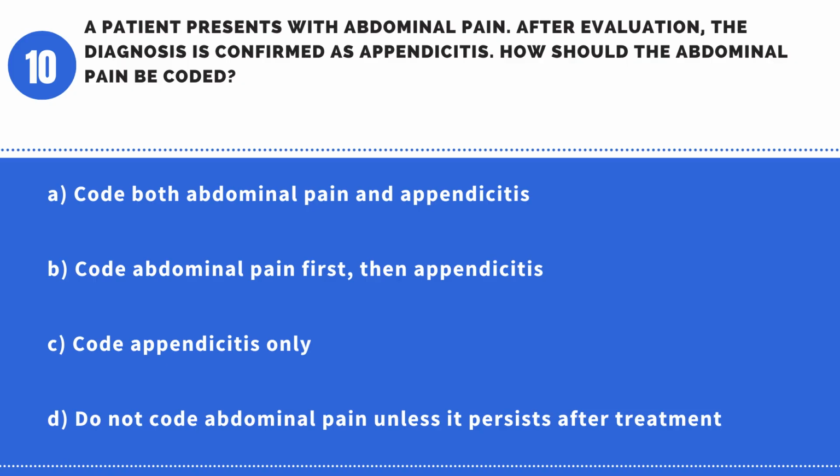Question 10. A patient presents with abdominal pain. After evaluation, the diagnosis is confirmed as appendicitis. How should the abdominal pain be coded? A. Code both abdominal pain and appendicitis. B. Code abdominal pain first, then appendicitis. C. Code appendicitis only. D. Do not code abdominal pain unless it persists after treatment.